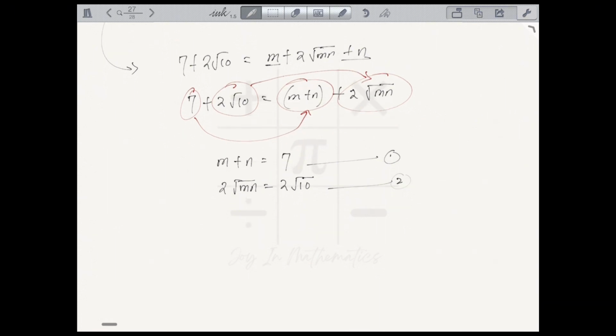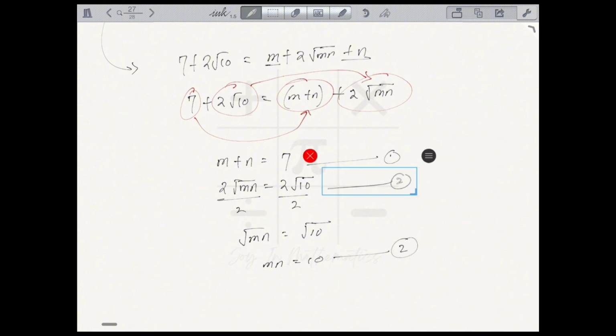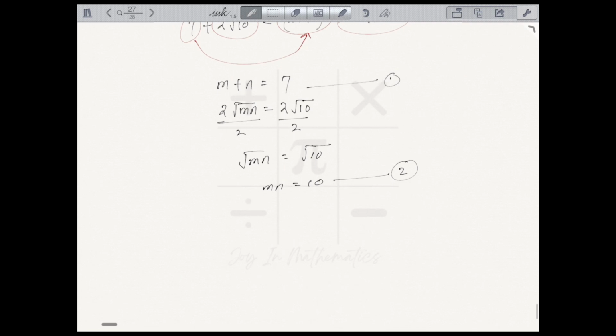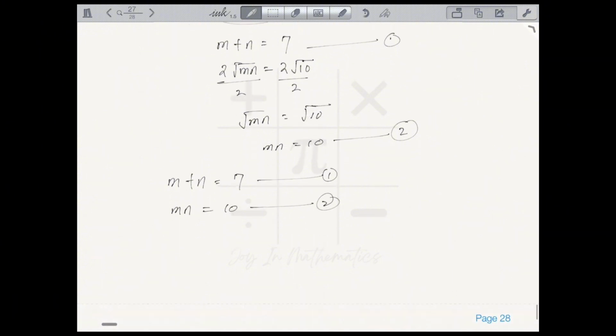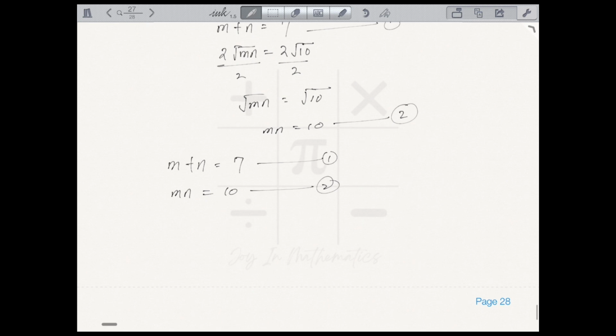Therefore, from equation 2, to simplify further, if we divide both sides by 2, root mn is equal to root 10. Therefore, mn is equal to 10. And this is still an extension of equation 2, so we can nullify this now. So now we have two equations. We have m plus n is equal to 7, equation 1, and mn is equal to 10, equation 2. Now all we just have to do is to solve equations 1 and 2 to evaluate for m and n.